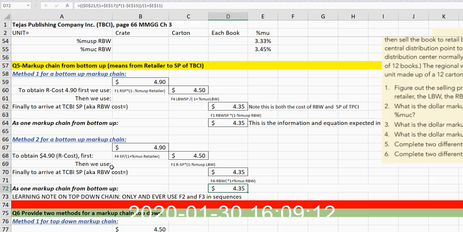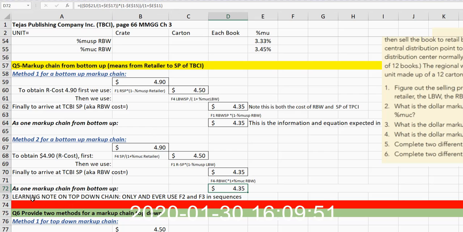Here's the equation using all of these steps. Here you can see F4. Then you can see the outcome of F4, and we applied F1. And then finally, we applied the answer to that to F4 again, so that we can get to the regional wholesaler's cost, which we also know is the sales price of the manufacturer. But this is the expected skill for your cases this semester.